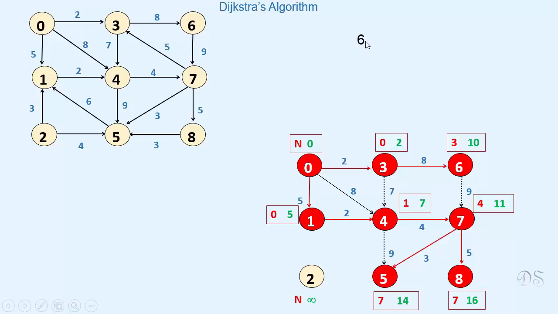Suppose we have to find shortest path from vertex 0 to vertex 6. Now predecessor of vertex 6 is 3 and predecessor of vertex 3 is 0. So this is the shortest path from vertex 0 to vertex 6. Now suppose we have to find shortest path to vertex 8. Now predecessor of vertex 8 is vertex 7. Predecessor of vertex 7 is vertex 4. Predecessor of vertex 4 is vertex 1 and predecessor of vertex 1 is vertex 0. So this is the shortest path from vertex 0 to vertex 8.